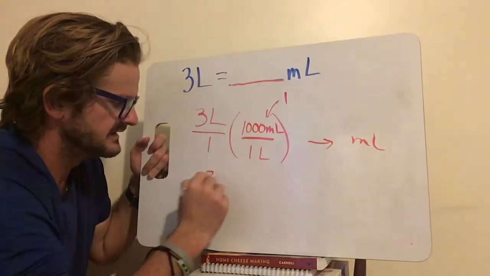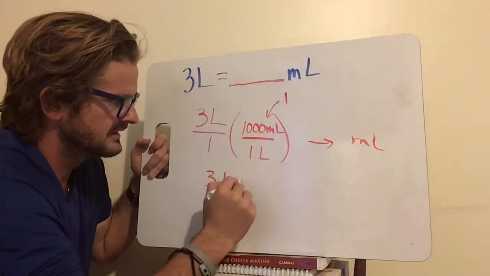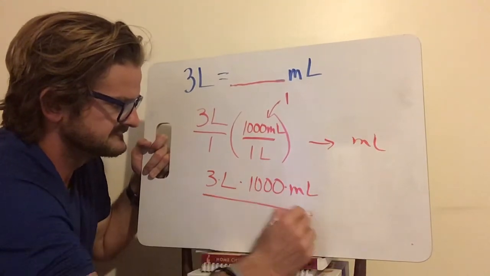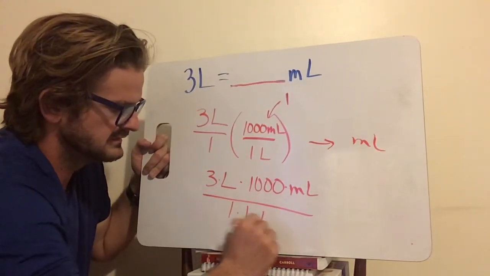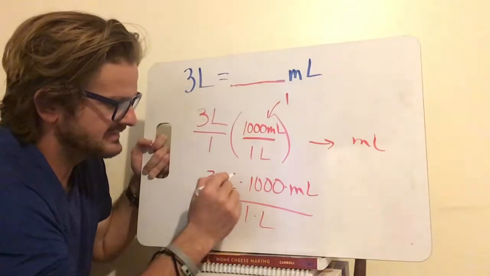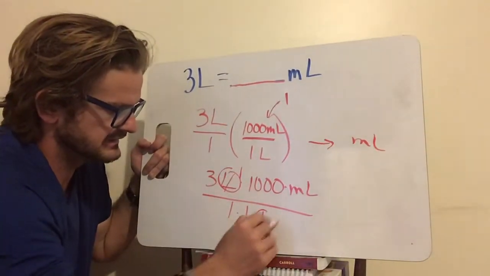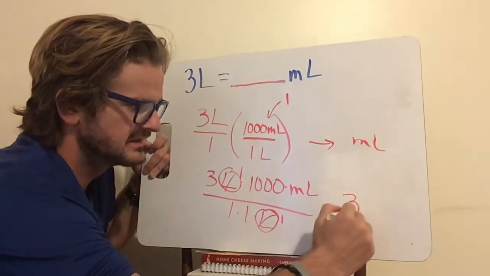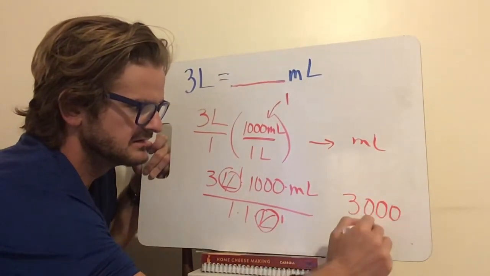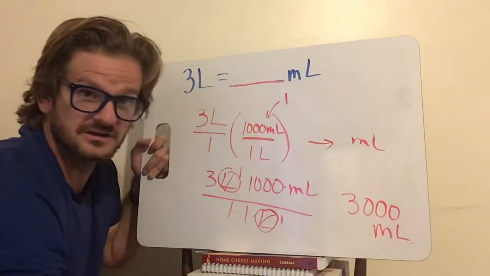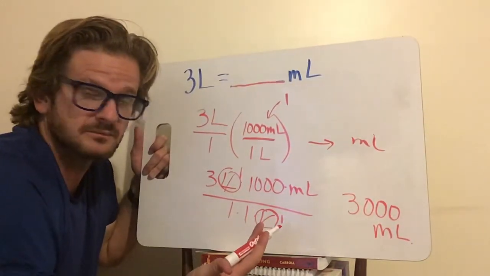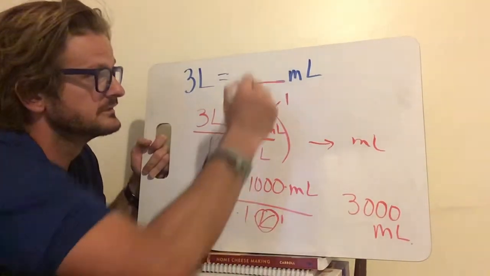Let's multiply it out. 3 liters times 1,000 milliliters, 1 times 1 liter. Things that simplify down, the liters simplify to 1. On top, we end up with 3,000 milliliters. And since the bottom is just 1, we don't write that. So we're at 3,000 milliliters.